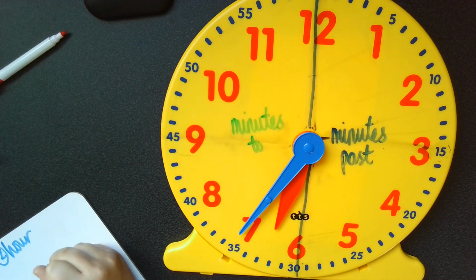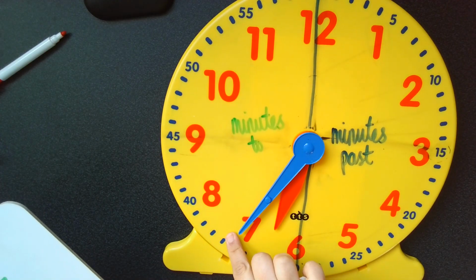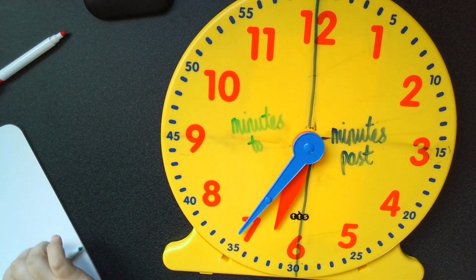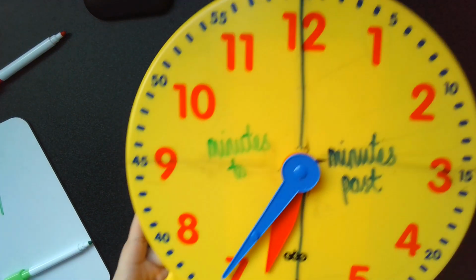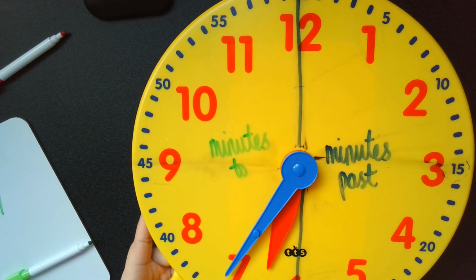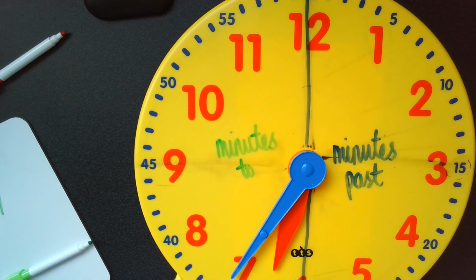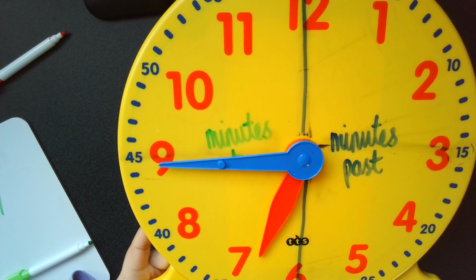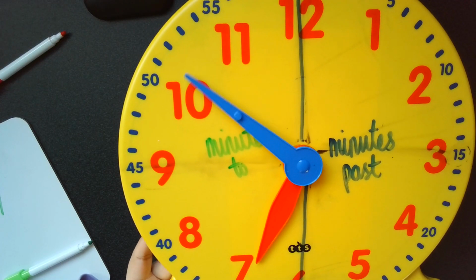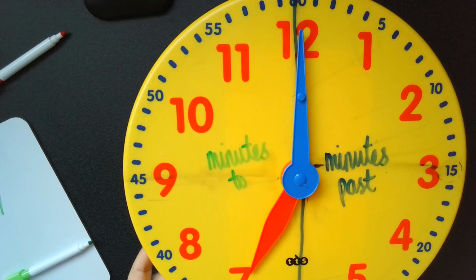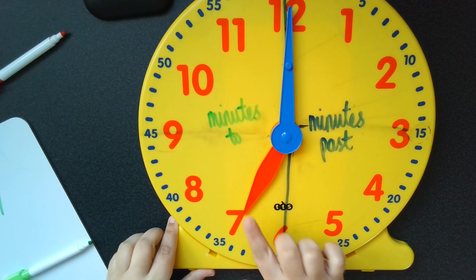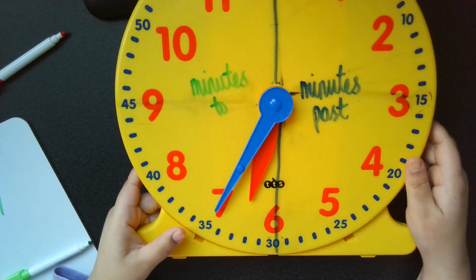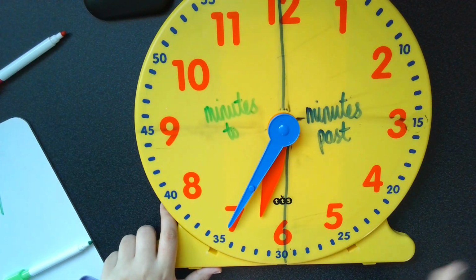So we can say the time is 25 minutes to 7. Just to show you, let's actually do that together. Let's go in our 5s and count our 25 minutes and see if we reach 7 o'clock. Ready? 0, 5, 10, 15, 20, 25. Look at that. The time's now 7 o'clock. So we were right. There were 25 minutes left until 7 o'clock.